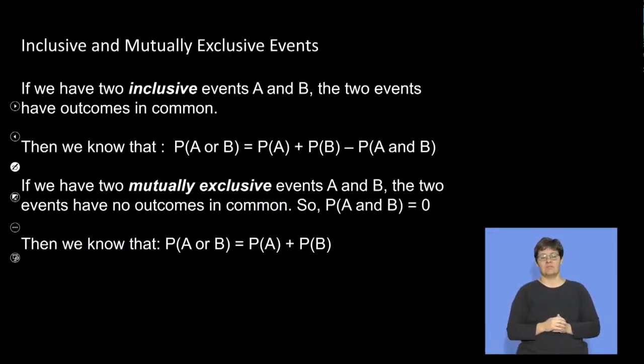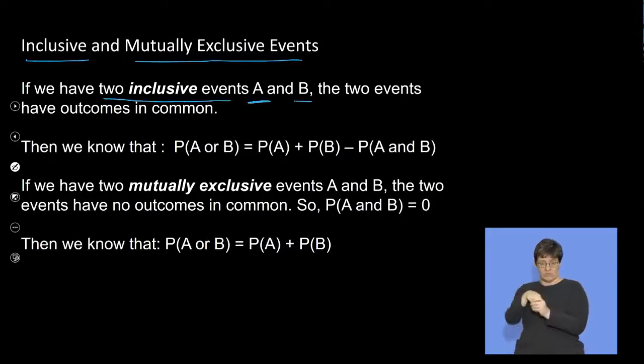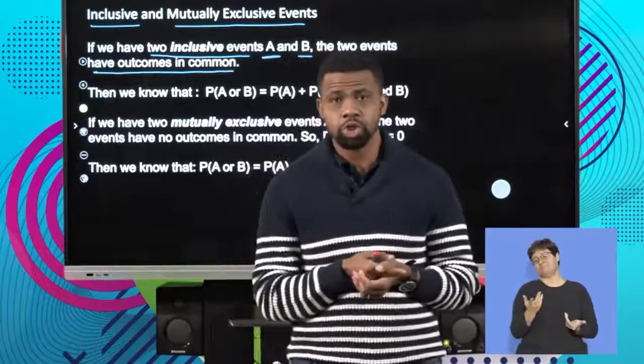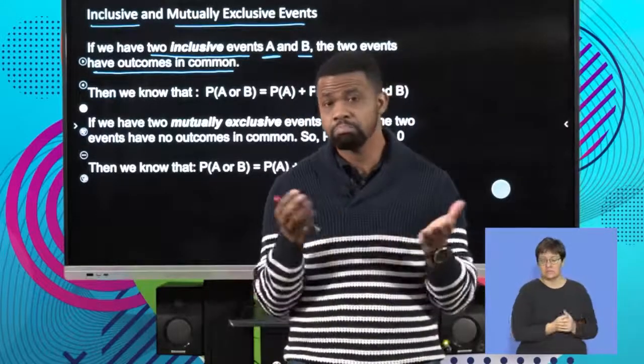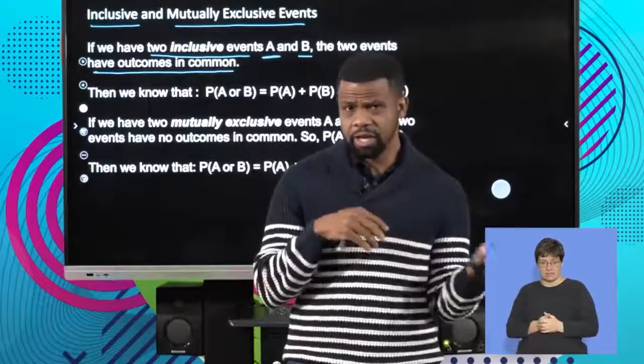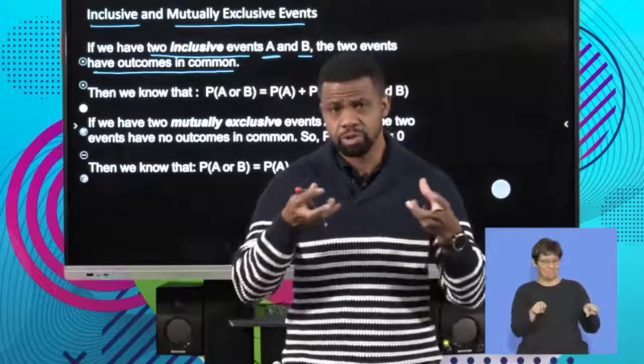So let's look at some of the probability we've done previously. Inclusive and mutually exclusive events, what is that? If we have 2 inclusive events, A and B, we've defined what an event is. The 2 events have a common outcome. Are we together? There's a common outcome between the two events. If we look at subjects, I could be taking, let's say, maths and science, something of that nature. There's an intersection between the two events, the common thing.